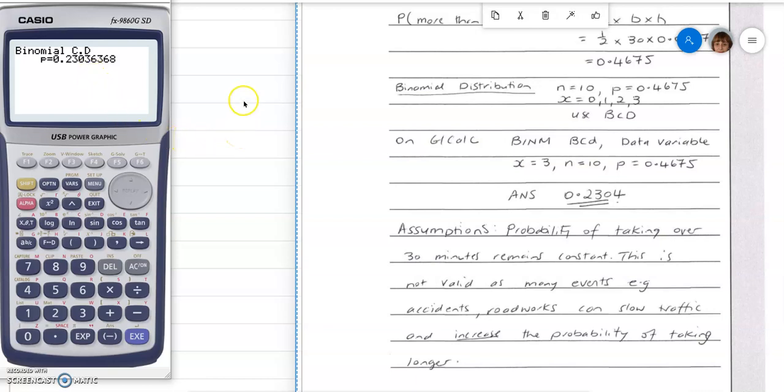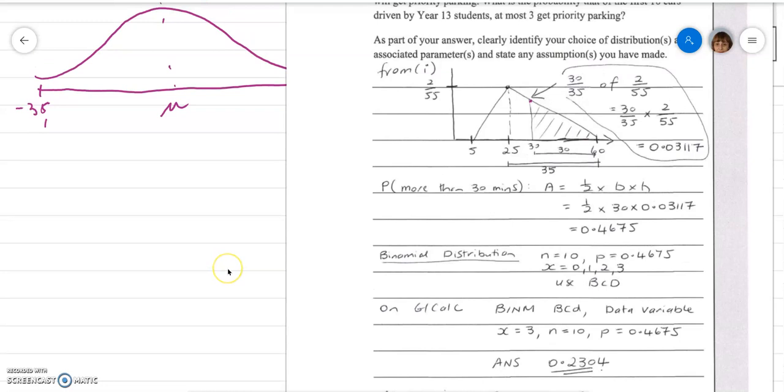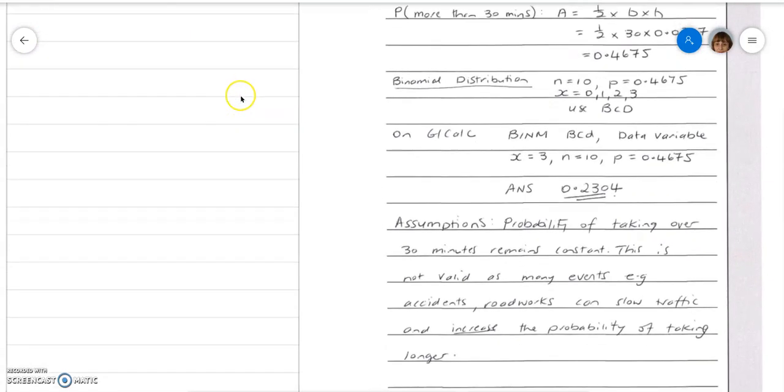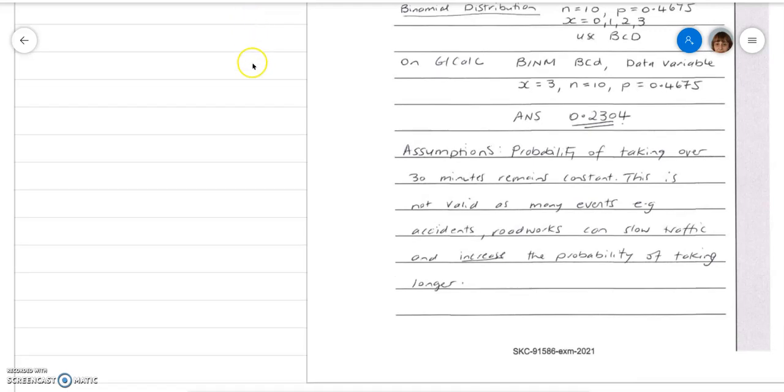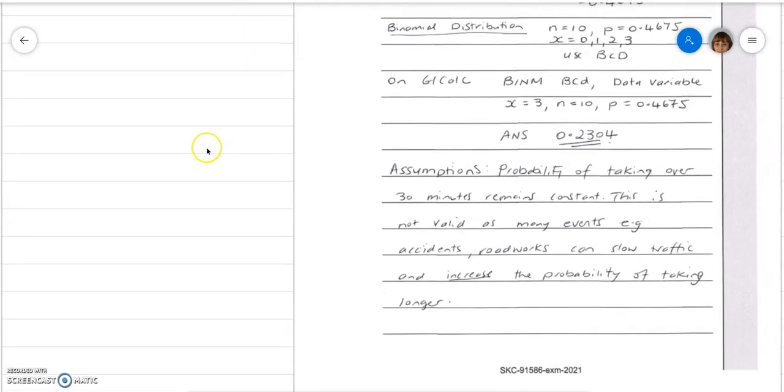Now, in the question, we also had to state any assumptions we have made. Again, you can look at the various conditions, and one of them is that the probability of taking over 30 minutes remains constant for the binomial distribution. That may not be so because, for everybody, there might be some event like an accident or roadworks or whatever, and that might increase the probability of taking longer.